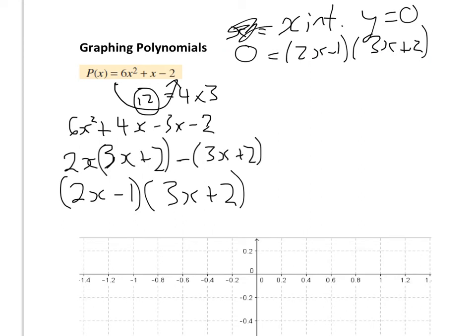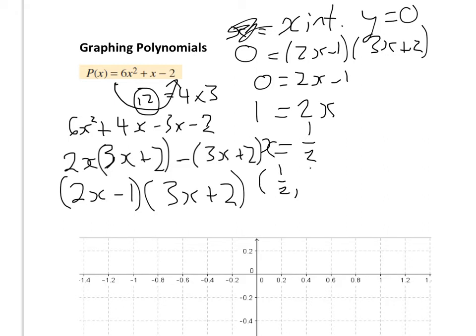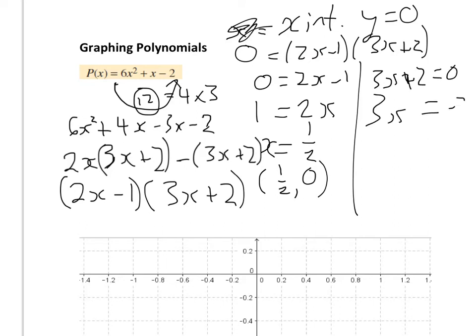So I'll do it the long way first. 0 equals 2x minus 1, which means that 1 is equal to 2x. And if I flip that around, x is equal to 1 over 2. Now that is 1 point there, a half, 0. The next one I'm going to do a bit faster, I think. So 3x plus 2 gives you 0, 3x is equal to minus 2, x is equal to minus 2 over 3, and that gives you the point minus 2 over 3, 0.